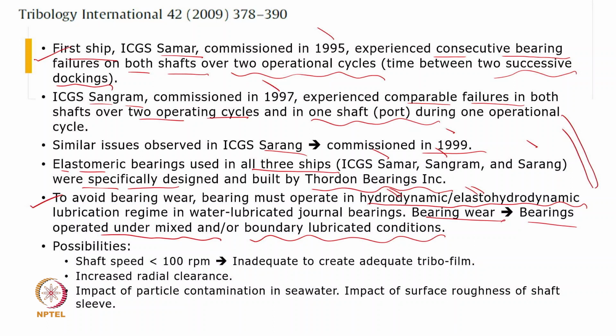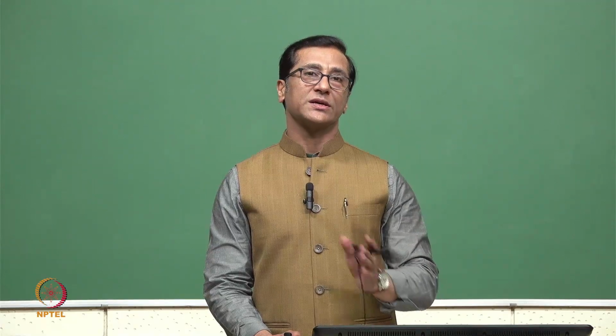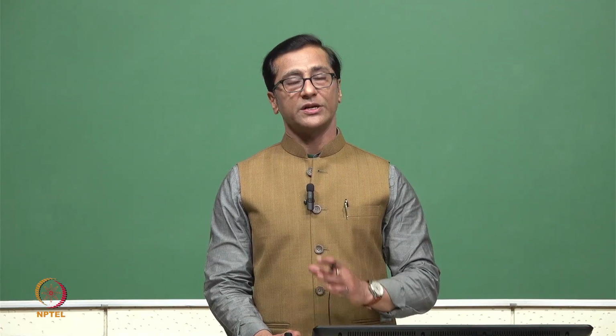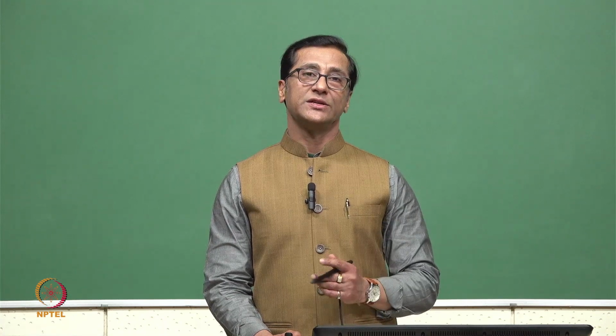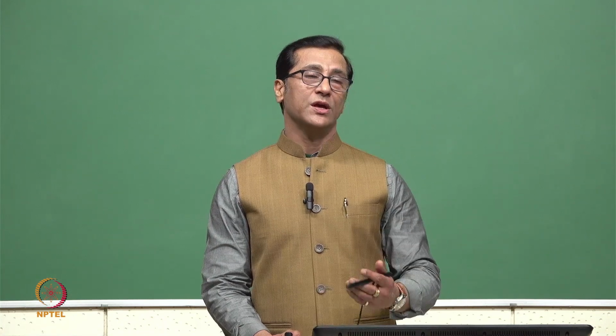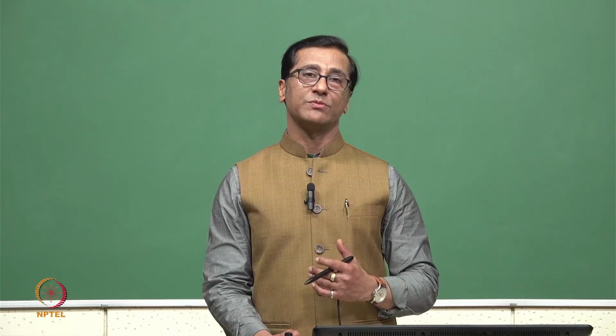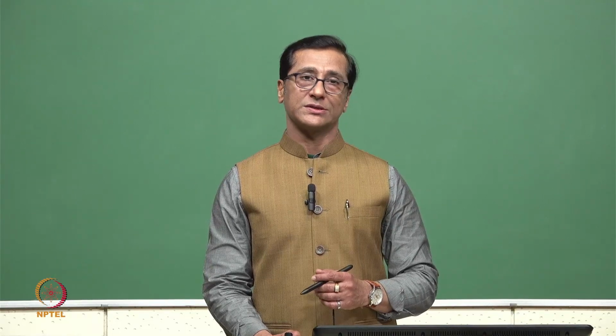We also say that some load is being taken by asperities and some load is being taken by hydrodynamic or elastohydrodynamic lubrication. Now the question comes, why does the bearing failure happen? We estimated initially the bearing failure. The operating shaft speed is sometimes lesser than 100 rpm, and lesser than 100 rpm is inadequate to create an adequate tribo film. That means speed is lesser. Even as I said, EHL is a little more sensitive towards speed. If you reduce the speed, naturally EHL formation will not occur. Even hydrodynamic lubrication doesn't occur.